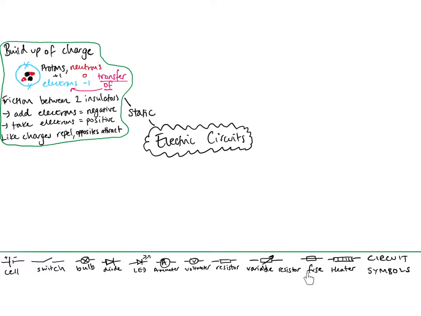Here we have a fuse that you find inside a plug, and it's the wire in the middle that will melt or blow if the current gets too high. And here is a heater, something that will warm up. With those in mind, let's start exploring the idea more about electric circuits, and let's start with current. So we'd say current moves from the positive terminal to the negative terminal of a battery or a cell. So in this case, it goes anti-clockwise.